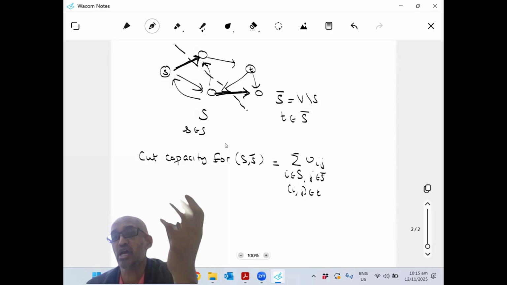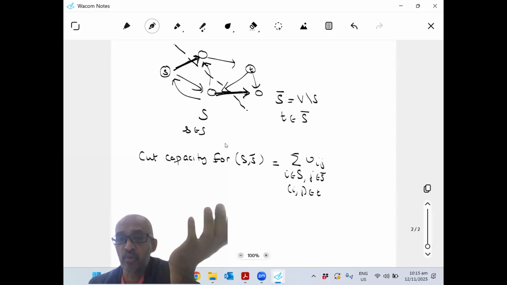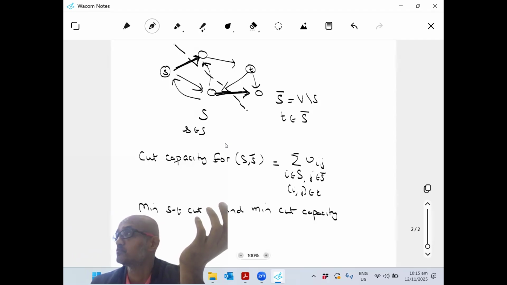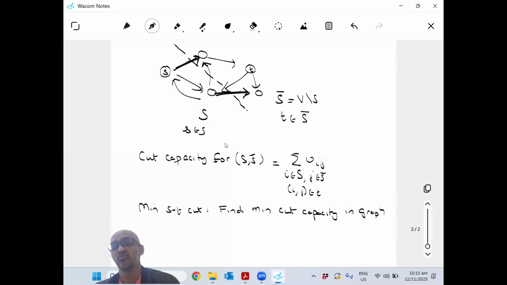Okay, and so you try to check for every cut. So what is the min cut problem? The min ST cut problem is to find the minimum cut capacity in this graph. And the claim is that sending maximum flow is the same as finding the minimum cut in this graph.